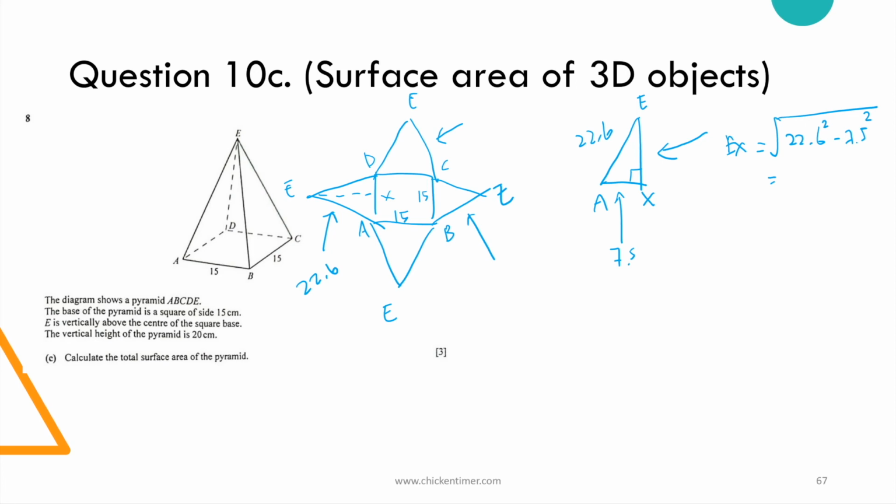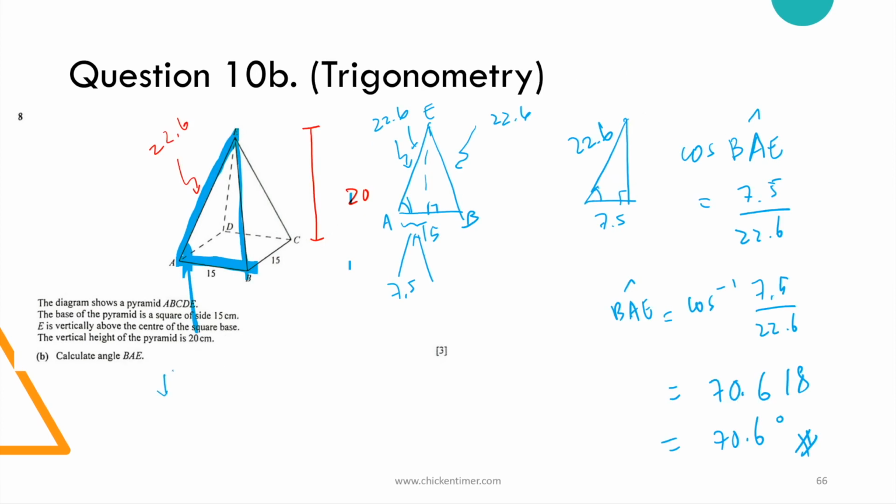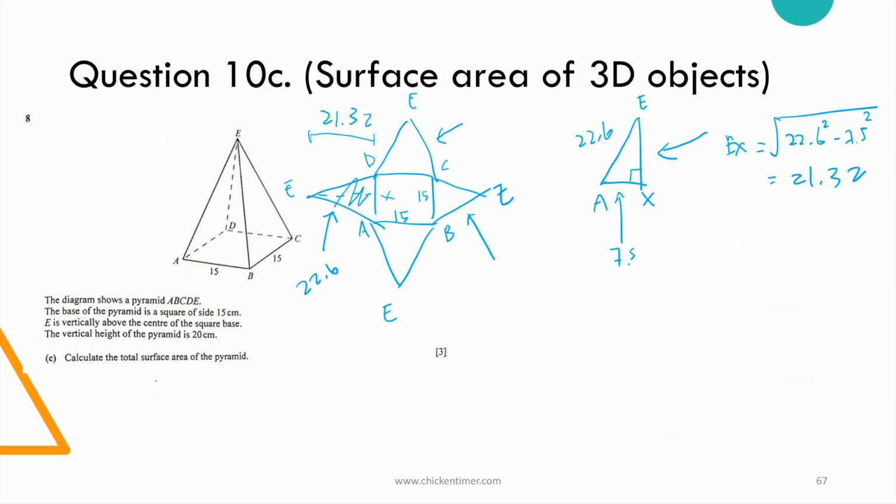So the purpose of finding EX is actually so that I can find the area of each of this triangle. So the height of this is 21.32. So to find the total surface area, what I need to do is to find the area of the square plus 4 of the area of that triangle.